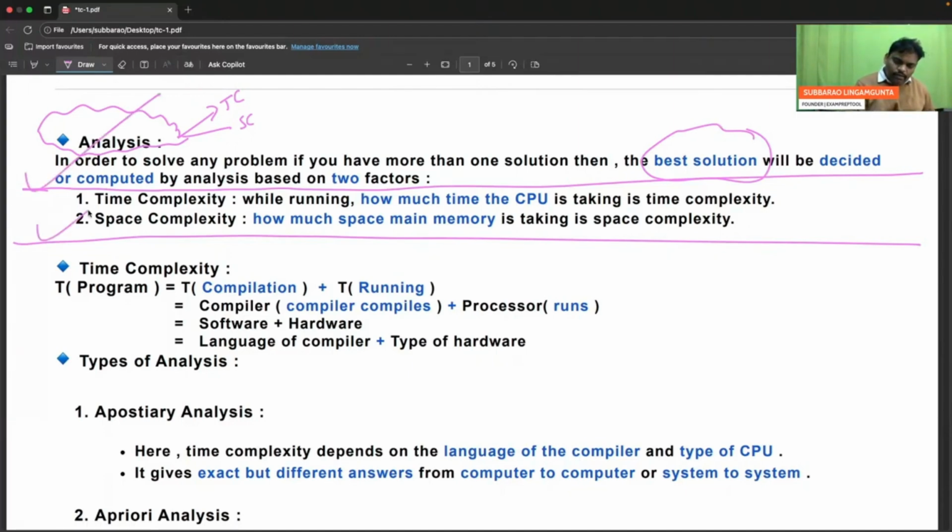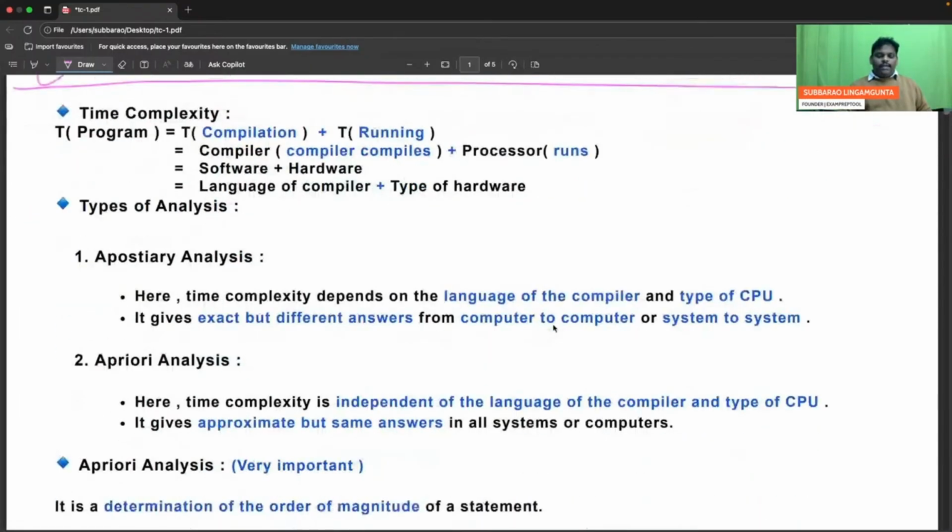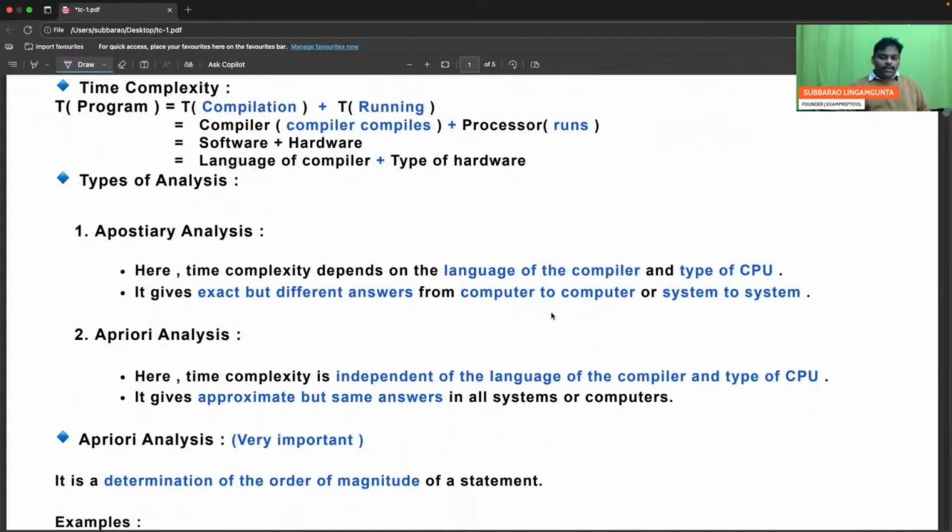But now let's concentrate on time complexity. Time complexity of your program is nothing but, first of all, if you want to see the output of any program, that is called time complexity of your program. It is the compilation time required, and the time for running. When you want to see the output of any program, first you have to compile, next you have to run.